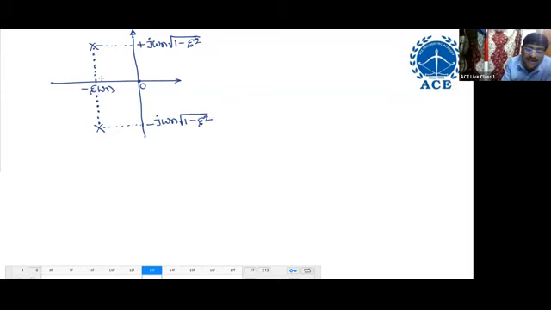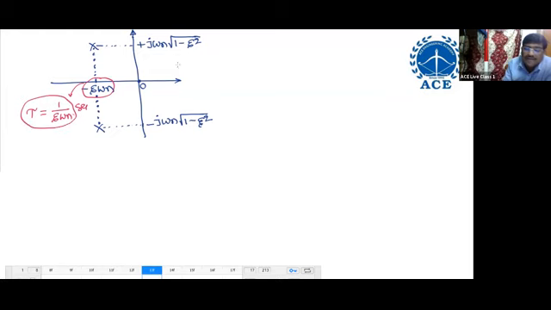Now tell, what is the time constant? Time constant tau equals what? 1 by zeta omega n. Minus 1 by minus zeta omega n means 1 by zeta omega n. Time constant tau equals 1 by zeta omega n seconds.